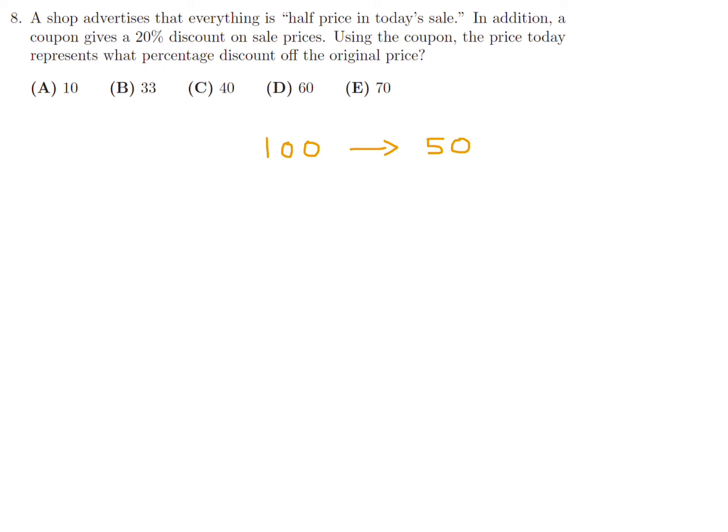But then on top of this, you've got a 20% discount coupon. So 20% of 50, well, 10% is 5, so 20% is 10. So that $50 is further reduced down to $40. So they're asking, how much of a discount did you get in total compared to the original price? The original price was 100, and we brought it all the way down to 40. So if you go from 100 to 40, you have discounted by 60%. And therefore, number 8, the answer is D.